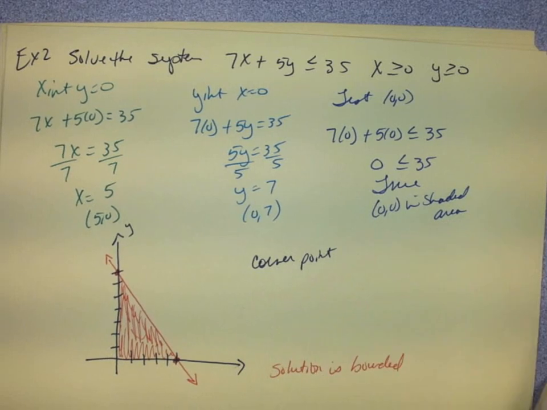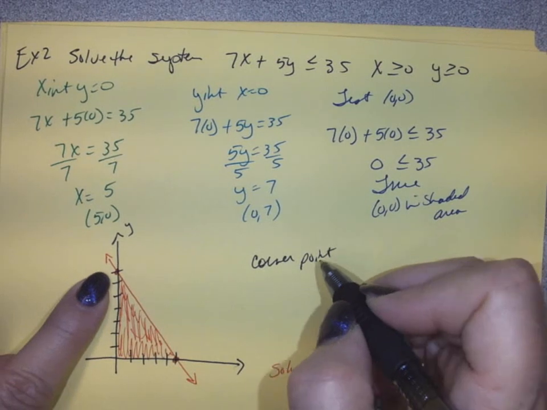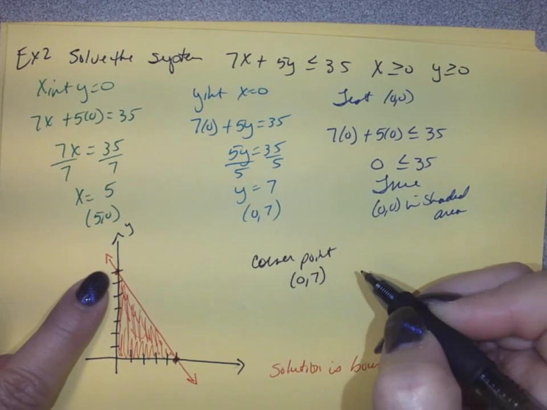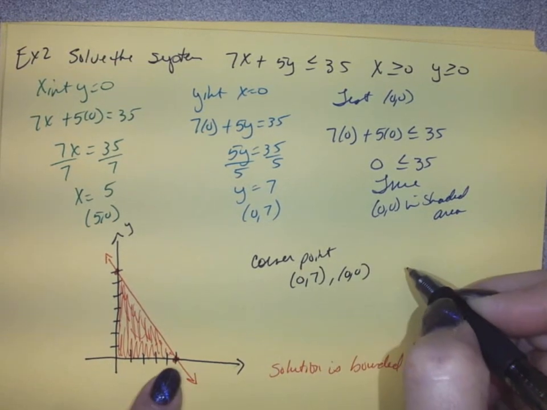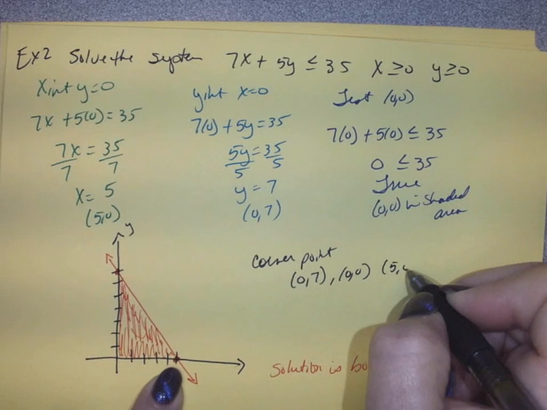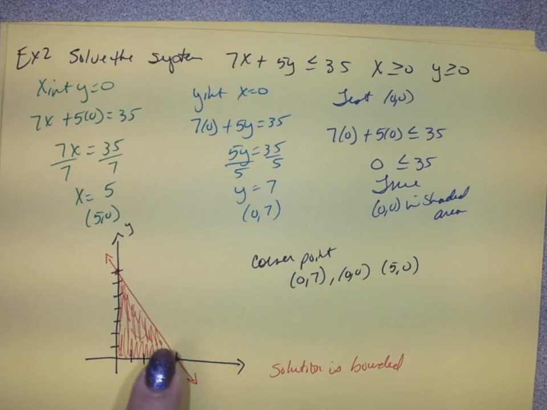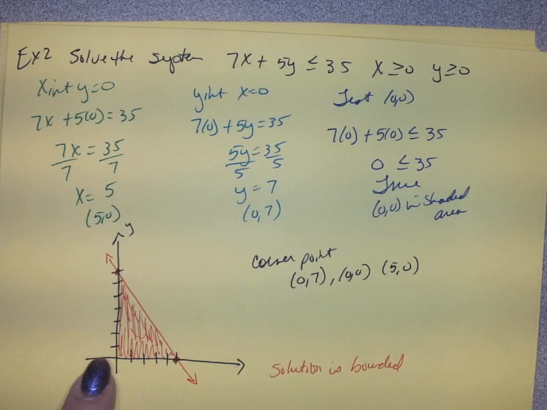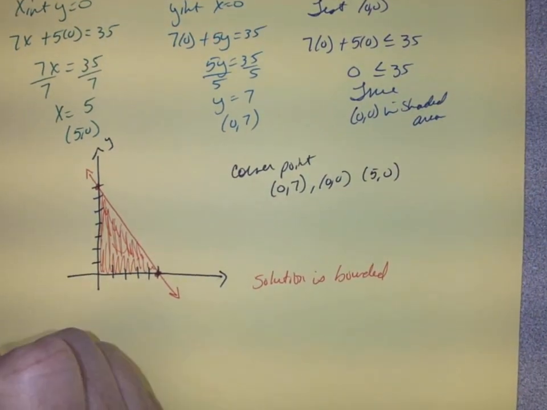So for the corner points, our corner points are going to be the y-intercept of 0, 7. We have 0, 0. And we have 5, 0, which is our x-intercept. I don't know why I keep saying them backwards. So we have the x-intercept, the y-intercept, and our 0, 0. Those would be the corner points on it because we don't have anything else anywhere. Like they're not overlapping lines. Okay? All right, let's go to example 3.